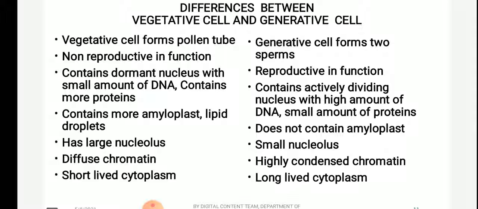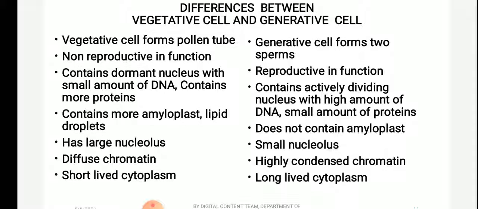Now let us briefly know the differences between the vegetative cell and the generative cell. Vegetative cell forms the pollen tube. Vegetative cell is non-reproductive. Vegetative cells contain a small amount of DNA but more protein. It has more reserve food. It has a large nucleolus, diffuse chromatin, and the vegetative cell has short-lived cytoplasm.